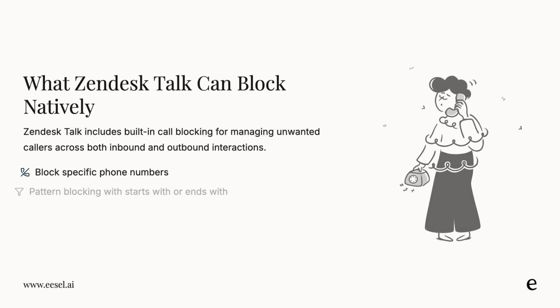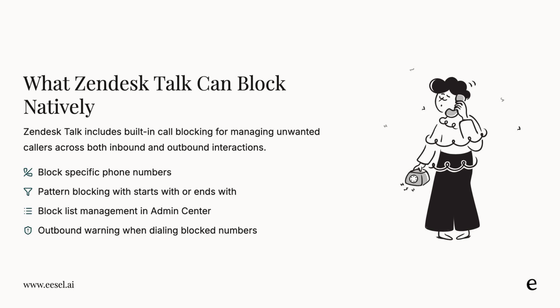Zendesk Talk has 4 built-in tools for managing unwanted callers. You can block specific numbers, set pattern rules using starts with or ends with conditions, manage everything from admin center, and even protect your agents with outbound warnings. 4 solid capabilities, and 1 major gap we'll cover shortly.